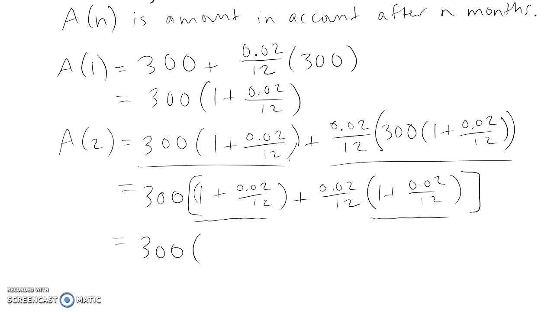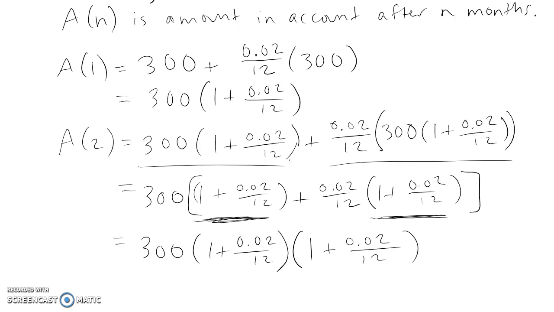So we're going to get 300 times 1 plus 0.02 over 12, right? Open up the parentheses. We get a 1 left when we factor this factor out of both terms. And when we factor the factor here out of both terms, we're left with the second term, 0.02 over 12 again. Notice this simplifies to 300 times 1 plus 0.02 over 12 squared.